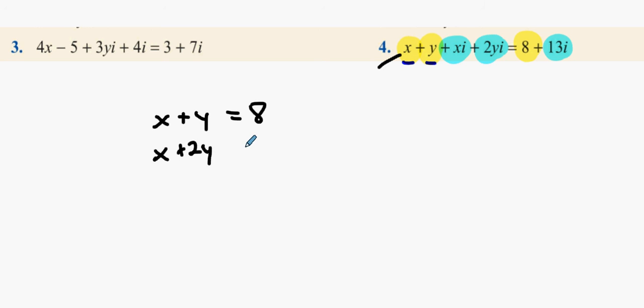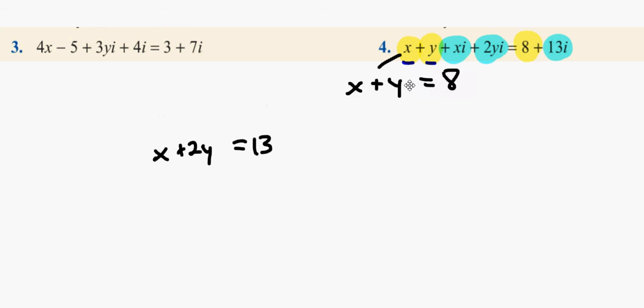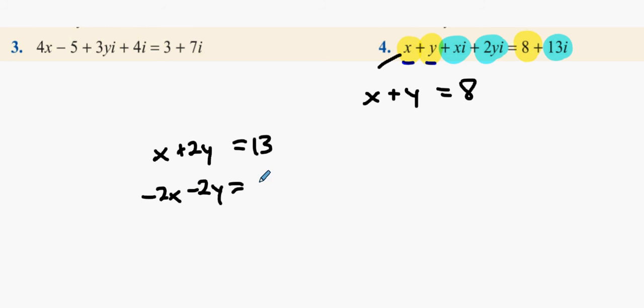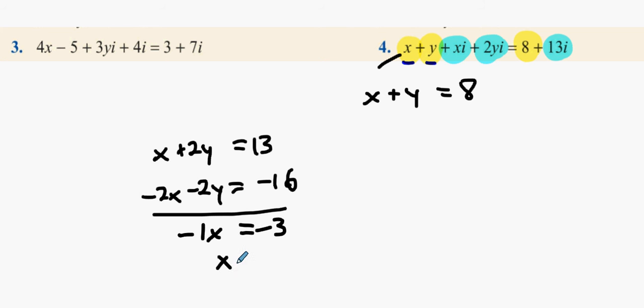And now this is pretty easy. You just multiply the top equation by minus 2. And you should get minus 2x minus 2y equals minus 16. And then you get minus 1x equals minus 3. Multiply both sides by minus 1. You get x equals 3. And if x equals 3, this implies y must equal.